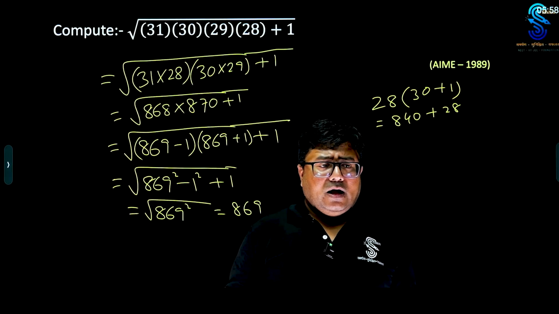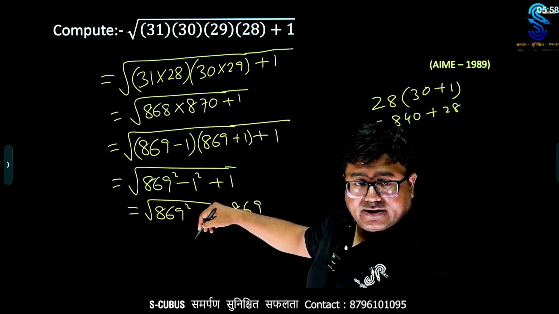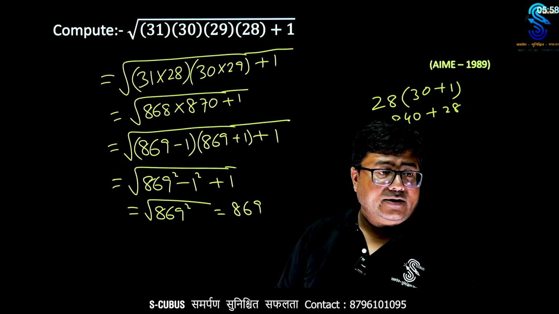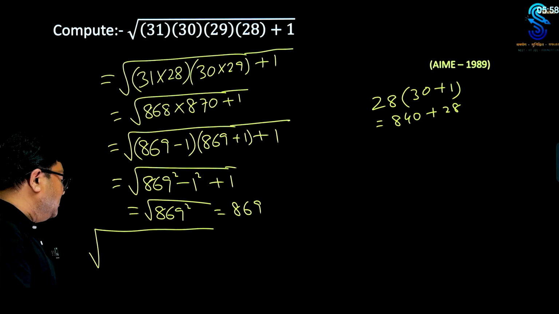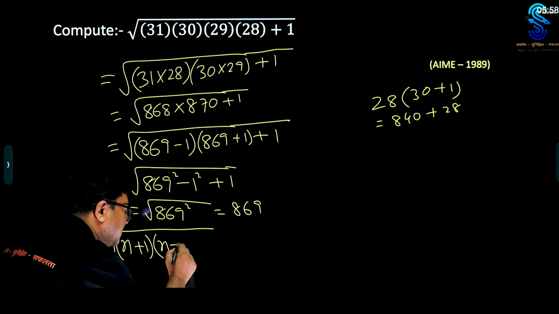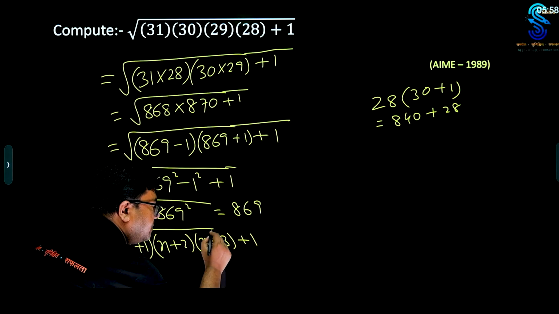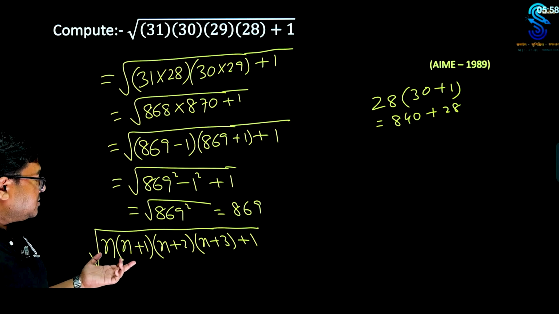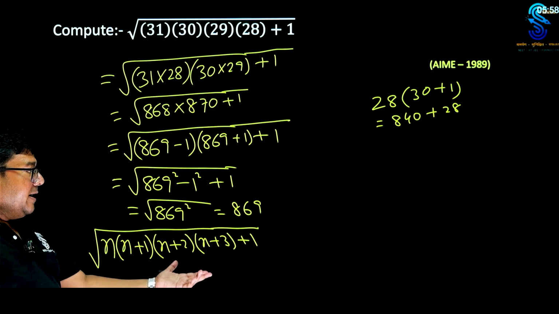Now, in this question, can we generalize it? Or is it just a coincidence that we got an integer answer? In fact, I'll give you that, you try this. N into n plus 1 into n plus 2 into n plus 3 plus 1. If I can show that for every positive integer, or in fact for every integer, this comes to be an integer, we are done.